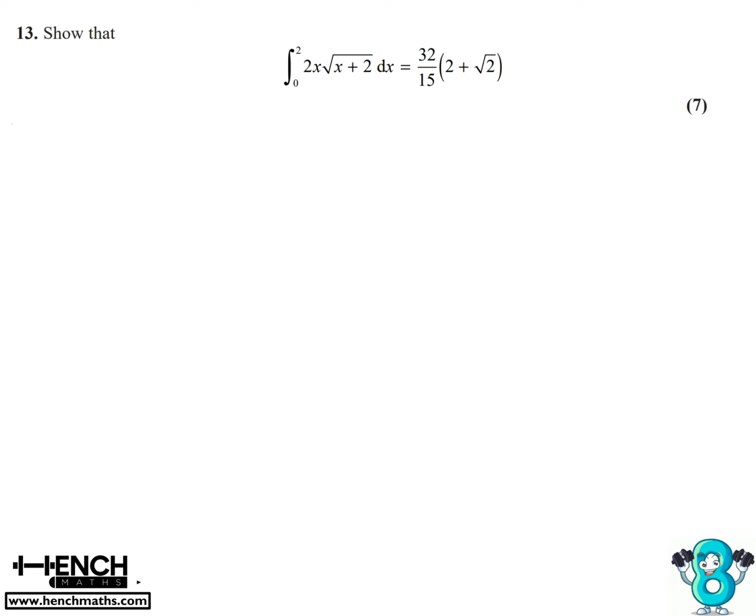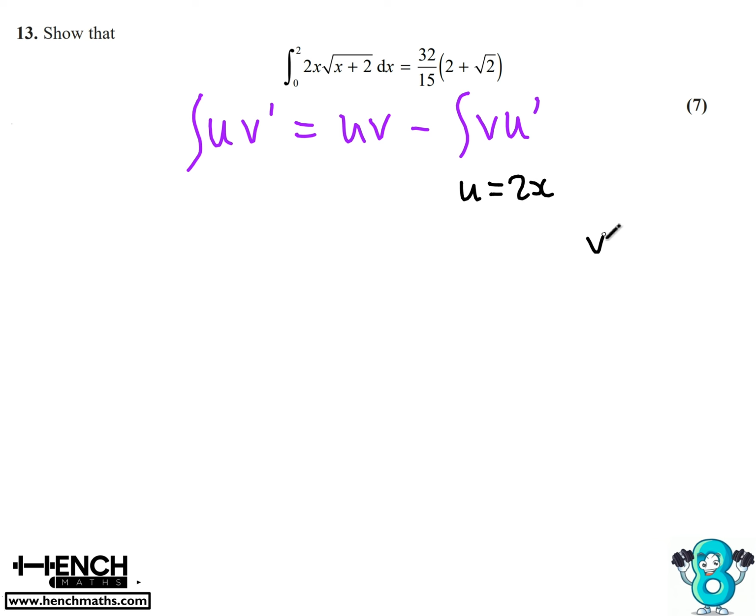Integration by parts. So let's remind ourselves of the integration by parts formula. The integral of uv dash is equal to uv subtract the integral of vu dash. And so what we need to do is choose one of our things to be our u and one of them to be our v. So I'm going to take u to be 2x, and I'm going to take v dash to be the square root of x plus 2. So I'm going to write that as x plus 2 to the power of a half.